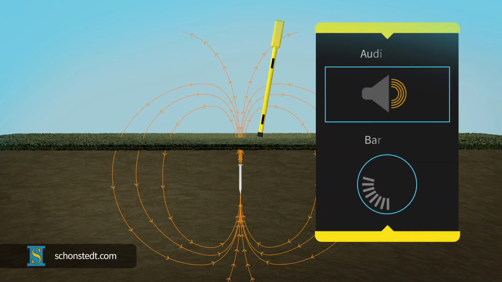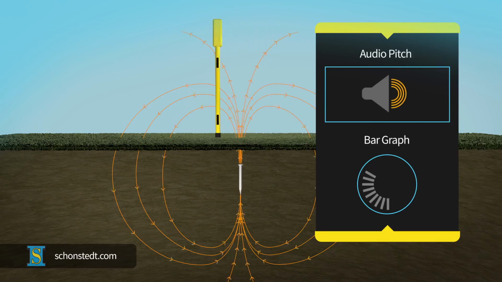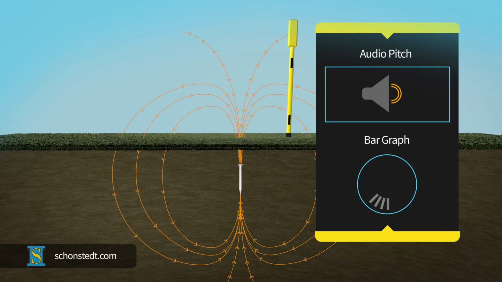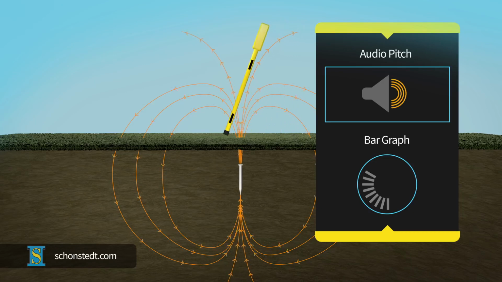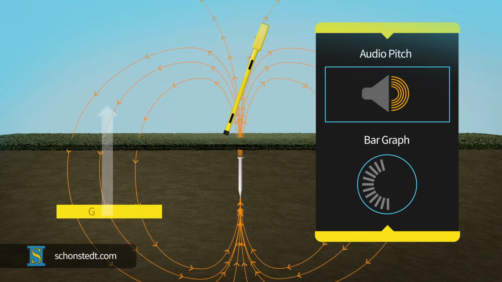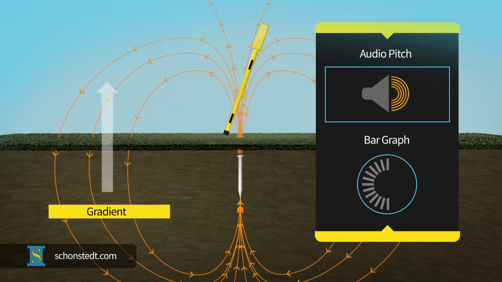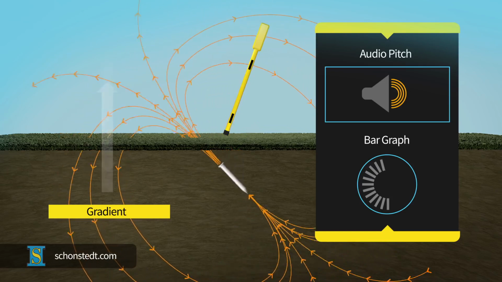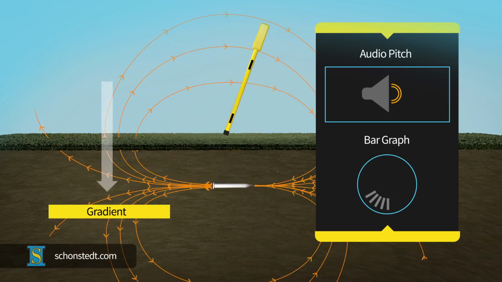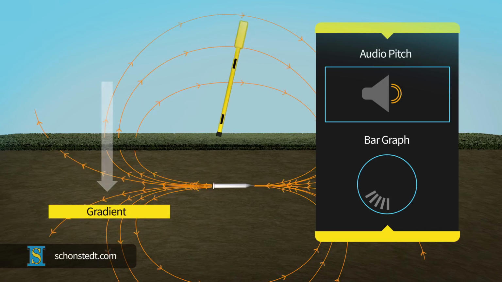Schonstedt locators indicate the detection of a gradient to the user by changing the pitch of an audio tone and, depending on the model, with a bar graph on a visual display. The size of the buried object has an impact on the size of the magnetic field difference, or gradient. Likewise, the orientation of the buried object also has an effect on the size of the gradient detected. The same object oriented vertically will generally produce a larger difference.